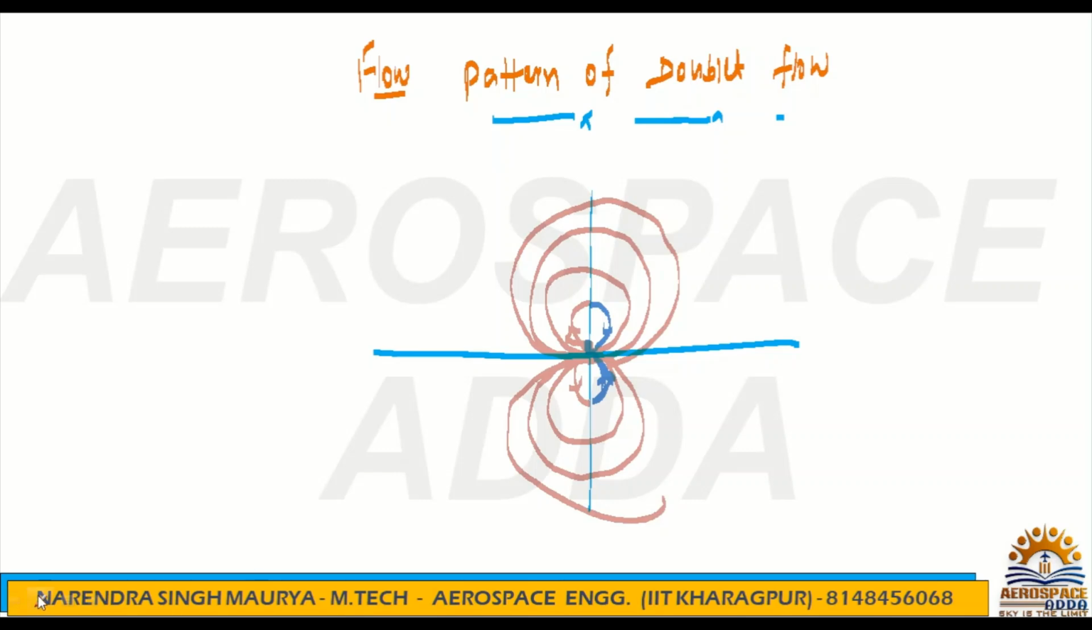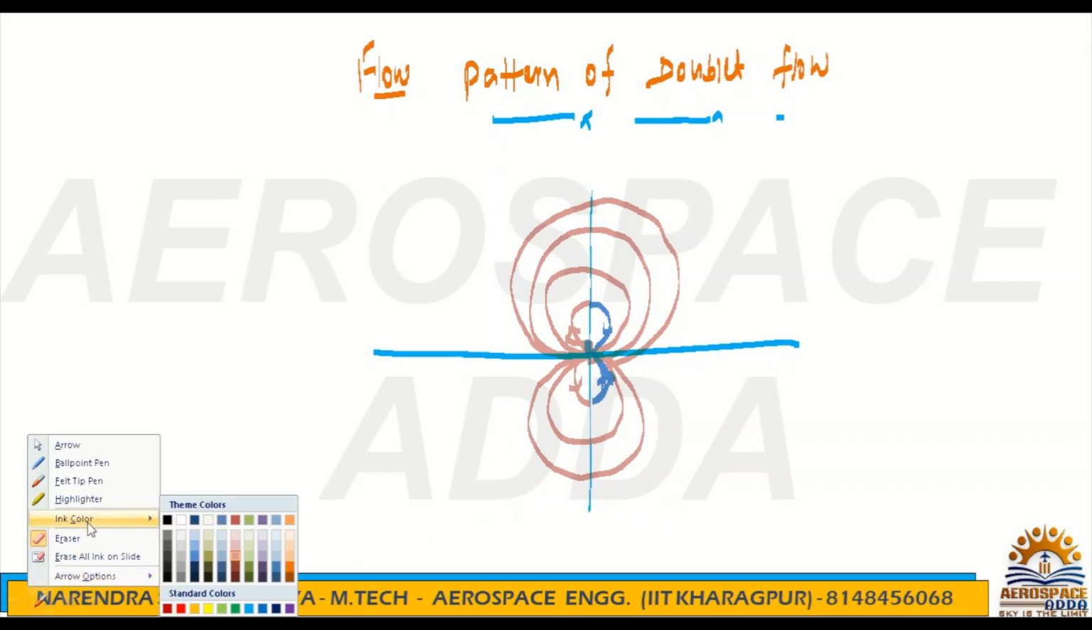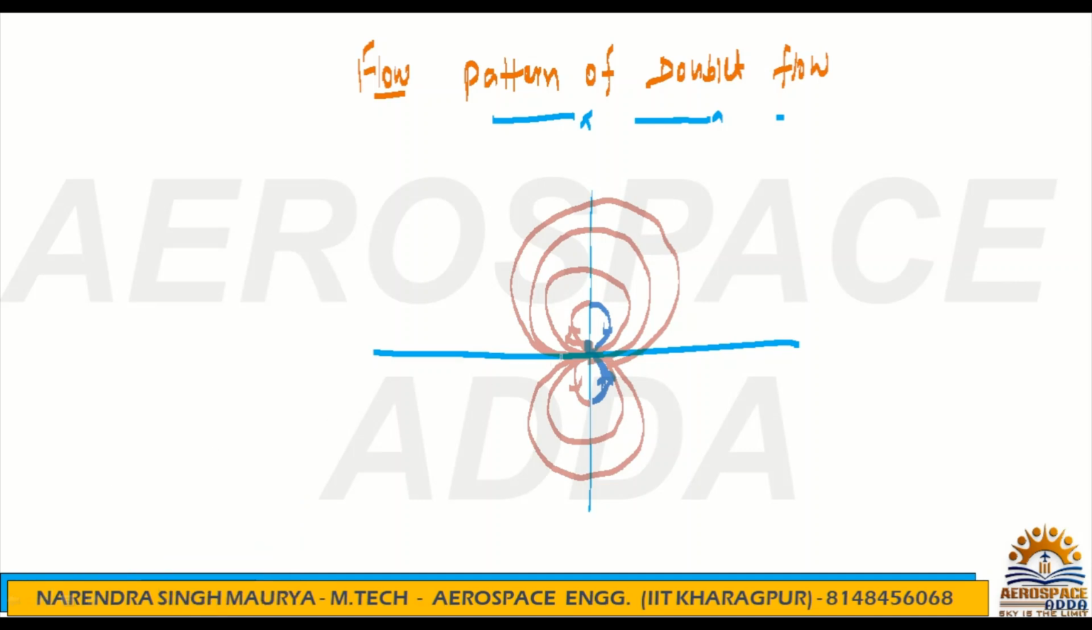Eight shape, na? 8 shape. You have to remember for the doublet flow, shape will be 8. Easily you can remember in this way. Right. So this side it is source, hence flow will be generating in this way. And this side it is sink, flow is absorbing in this way. Similarly here source and sink. So this is the flow pattern.